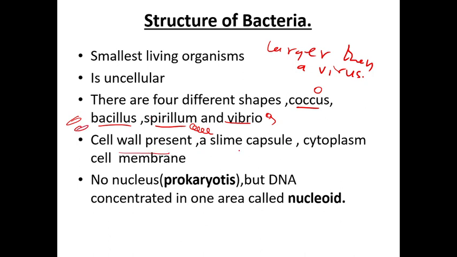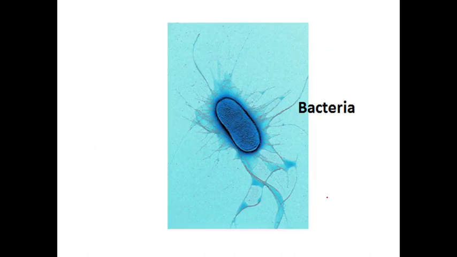Then it has a cell wall present. The cell wall is to protect the whole cell, slime capsule, protect it from drying out, cytoplasm, and a cell membrane. Good. They do have DNA, basically, and it's contained in a place called the nucleoid, not the nucleic acid core. The nucleic acid core is for viruses. Then the structure of a bacteria, they typically look like this. This is a micrograph of a bacteria. See all the flagella over here.